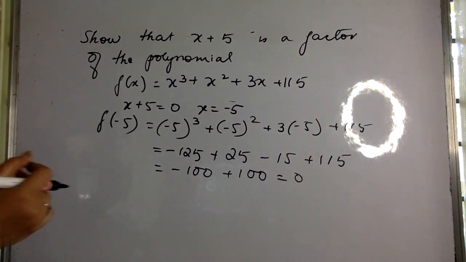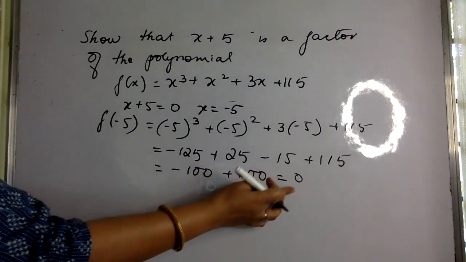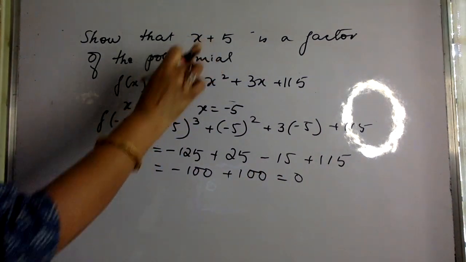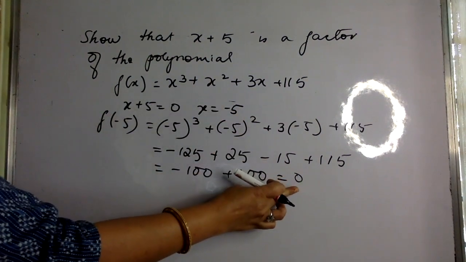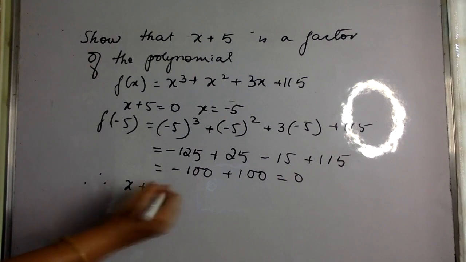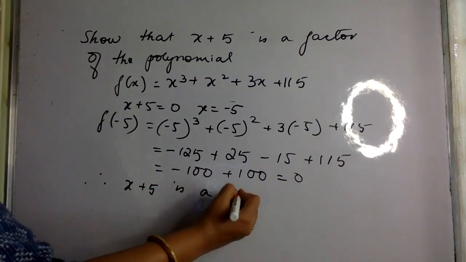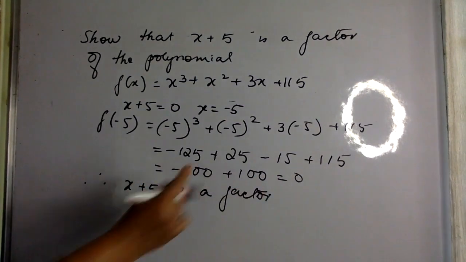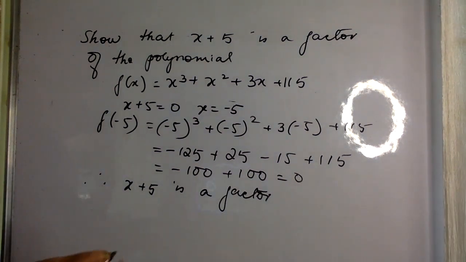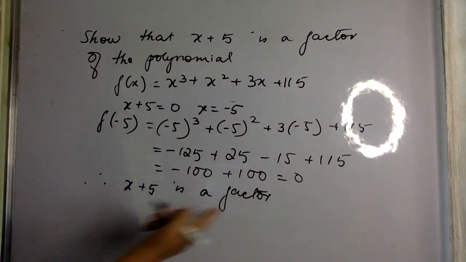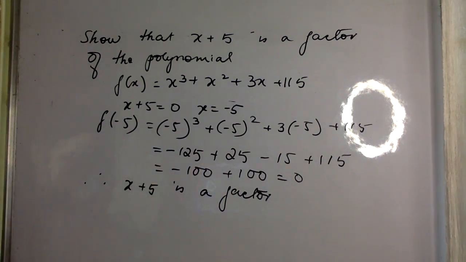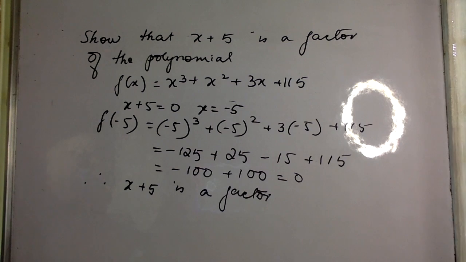So what do I see now? This has become a 0, means when this expression was divided by this, the remainder came to a 0. Therefore, x plus 5 is a factor because it completely divides. Because it completely divides, hence the remainder is 0, it is a factor of the given polynomial. Okay, so that was very basic factor theorem.